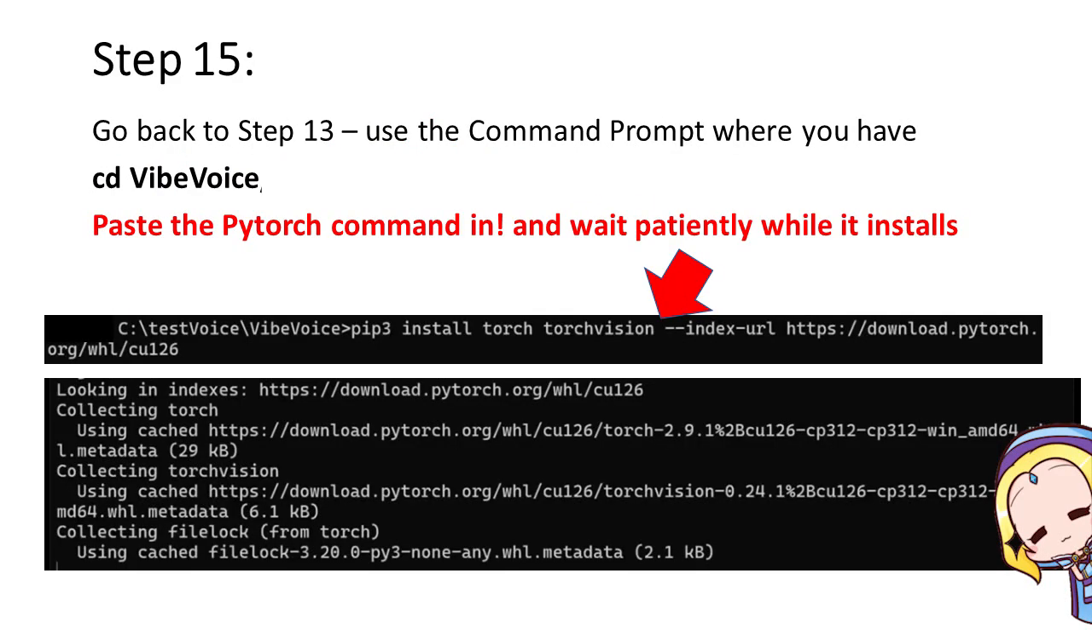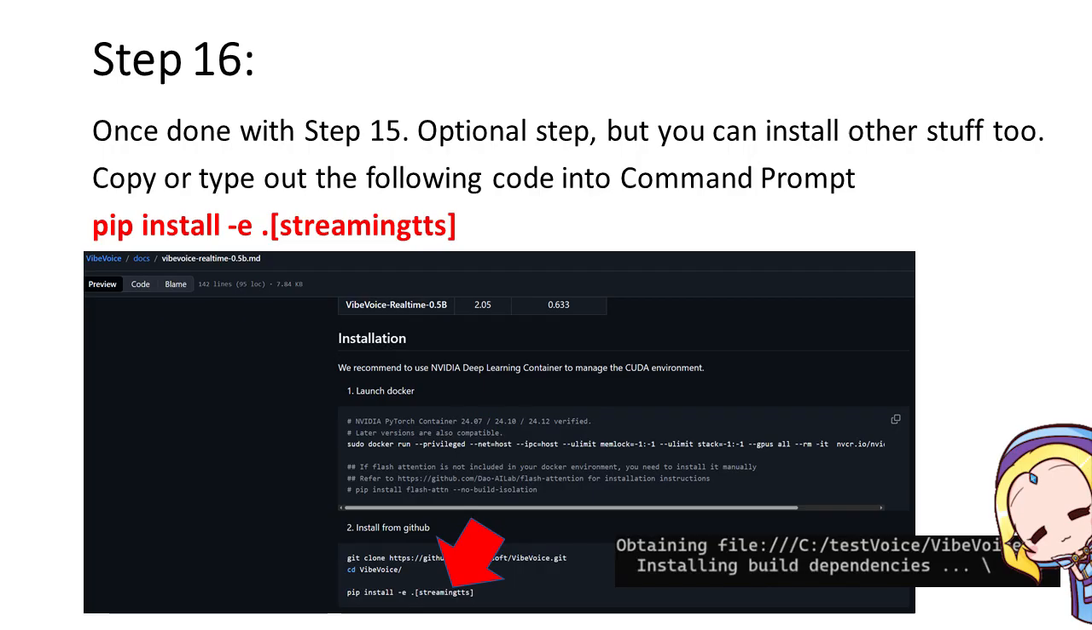Step 15 requires you to install the PyTorch command into the command prompt. Wait patiently while it installs. Step 16 is optional, but good to install some build dependencies. Copy the red text into the command prompt and run it.